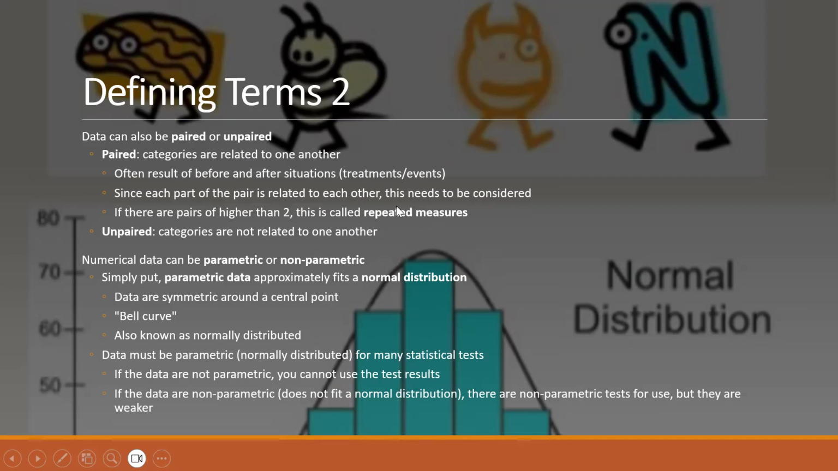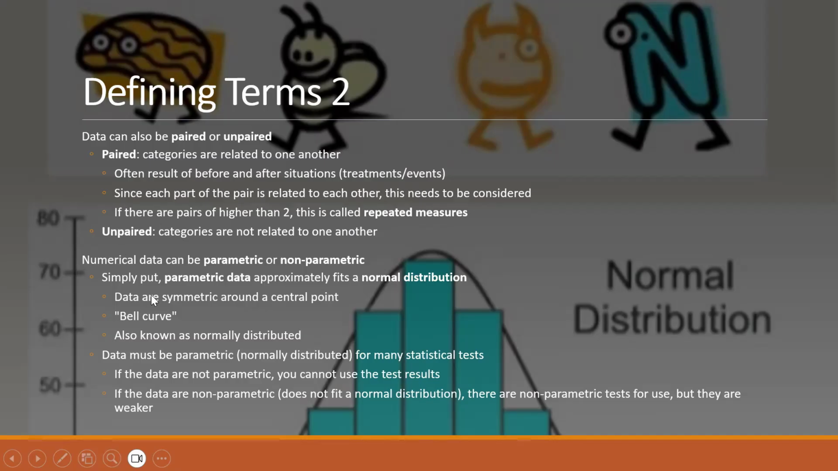This needs to be considered because we'll be applying a specific test. If there are pairs higher than two, then we call them repeated measures. Unpaired are not related to each other. For example, I'm checking the anxiety of a person and the depression of the person. So they are two different variables. Okay, so this is important stuff.